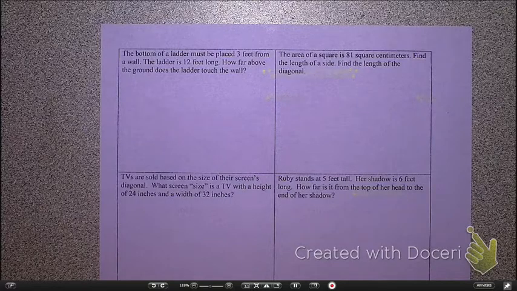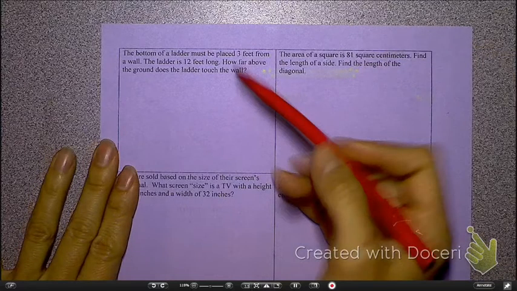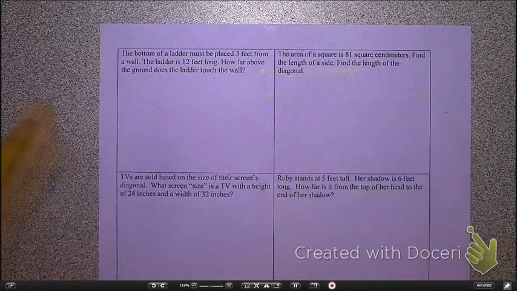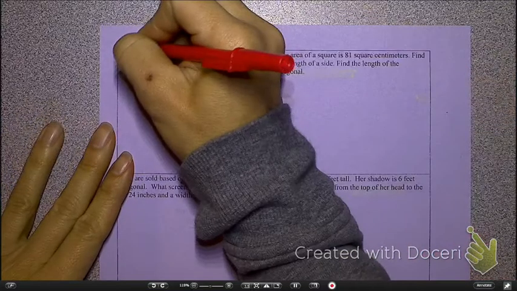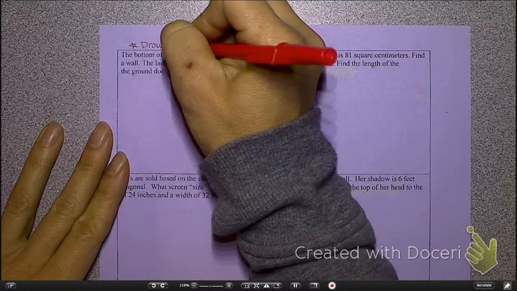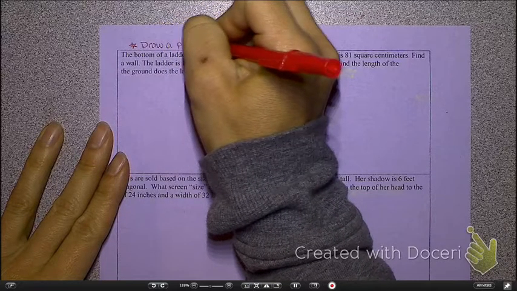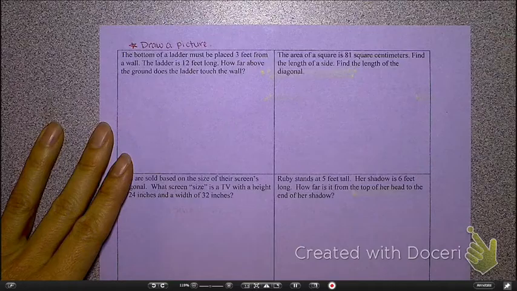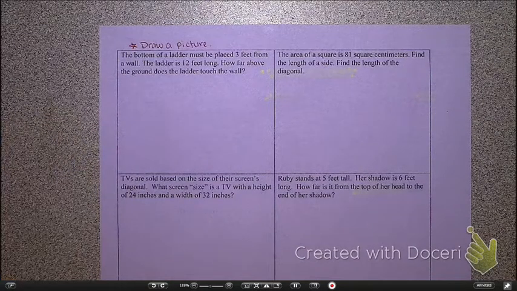Okay? So in this type of problem where we're doing a word problem, the number one thing that you should do to start after you read the problem is you should draw a picture. The very first thing after you've read the problem, draw a picture to help you see what's happening. Okay? So we're going to read the problem first, and then we're going to draw a picture.